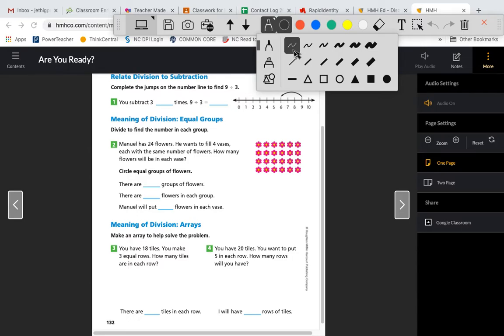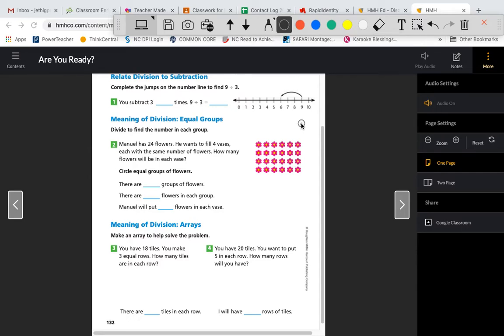Complete the jumps on the number line to find 9 divided by 3. So what we're going to do is we're going to subtract 3 times. They've already done the first one for us. You have 9. Subtract 3 would put you on 6. So we're going to do it again. 6 subtract 3 would be 3. And 3 subtract 3 would be 0. So we had to subtract 3 times.